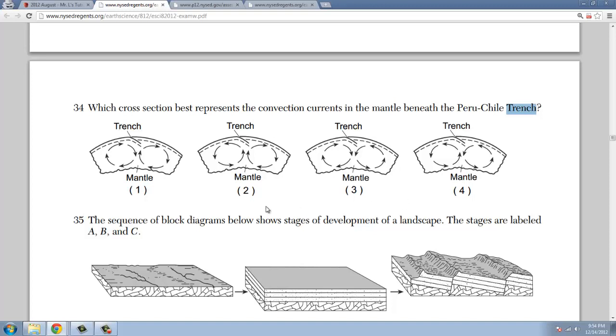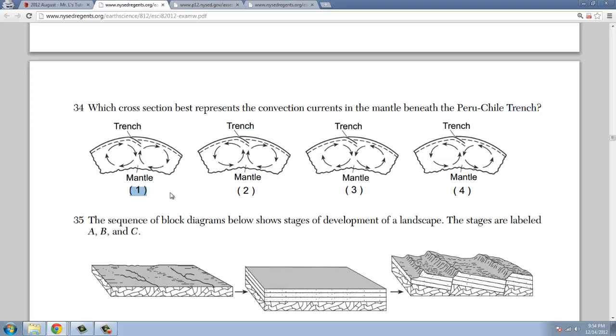Now the trick here is you can see here that the trench is sliding down. All the images are the same. It's just trying to figure out which arrows are correct. Now, I would say you just have to look at the arrows and the direction that they're pushing it down.